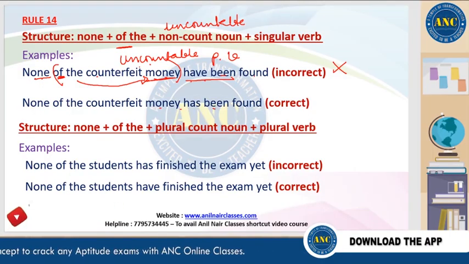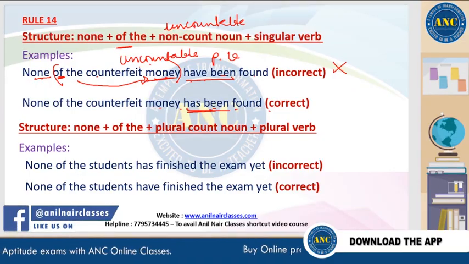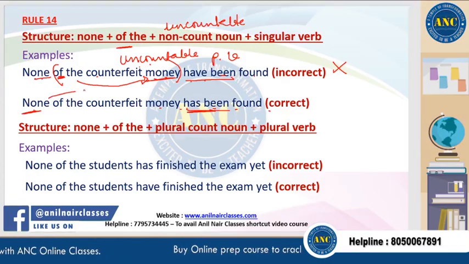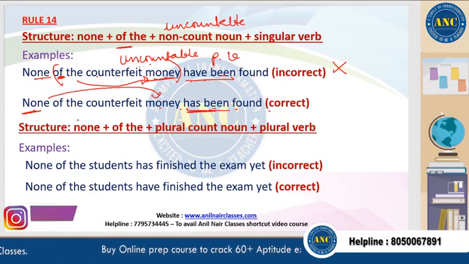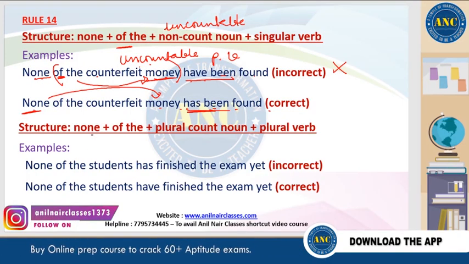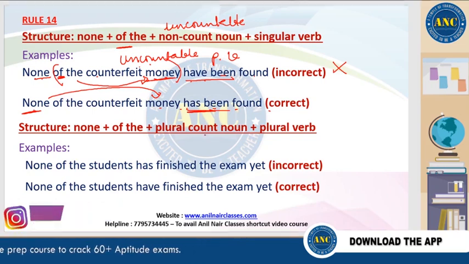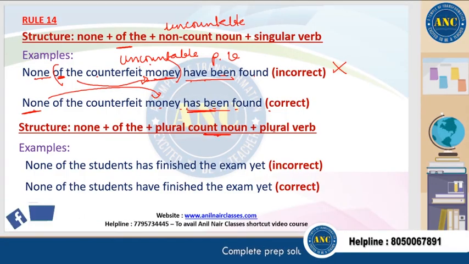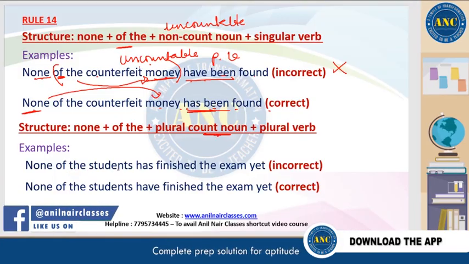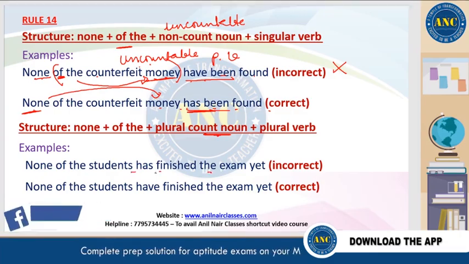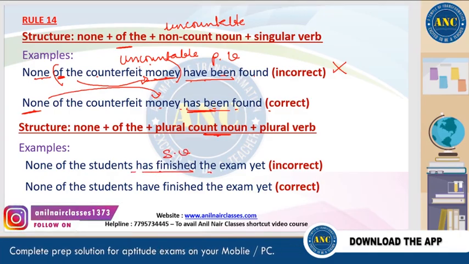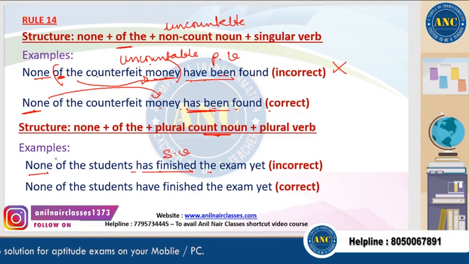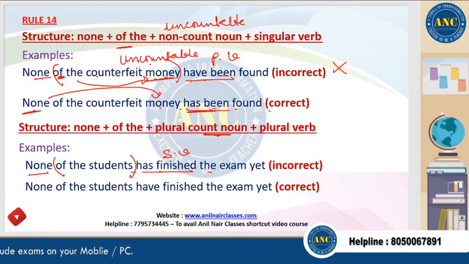None of the counterfeit money has been found. Got it? The subject is none, but it is taking the number of money. Clear? Now, another structure you see: if you have a none and after the none you have a plural countable noun, in that case the plural verb will be there. See the example. None of the students has finished. So has finished is a singular verb. Who has finished? None. So of the students is the prepositional phrase.